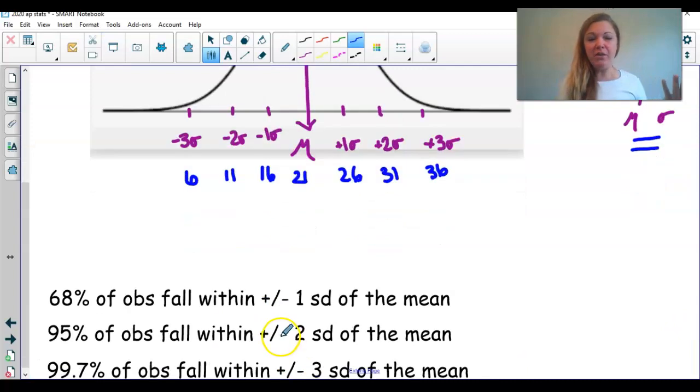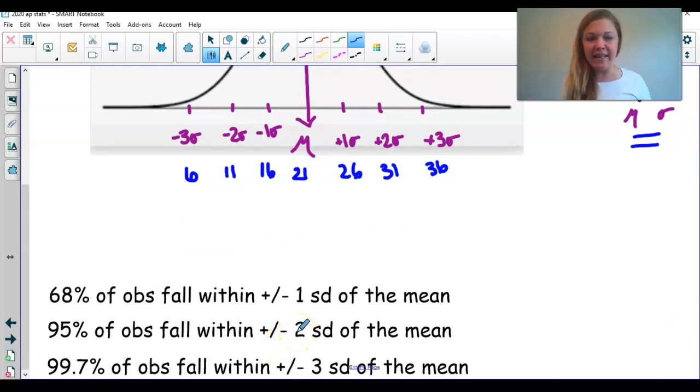Now, what you need to know now is there's something called the 68, 95, 99.7 rule, which means 68% of people fall within the first standard deviation of the mean. That means based off this distribution, 68% of people will get an ACT score between 16 and 26.